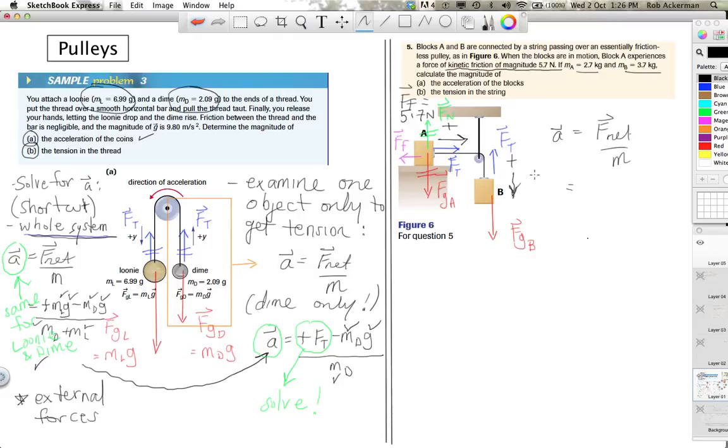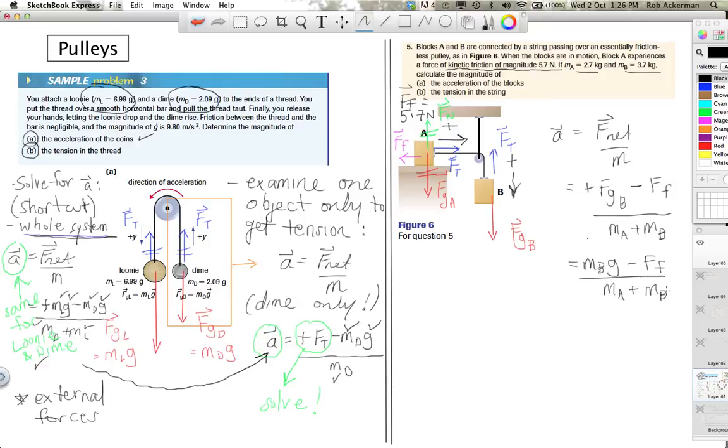So what's F net? The positive direction is down. That's positive Fg for block B. It's negative FF on block A. Divide by the total mass, because we're examining the total system. Force of gravity on B is mass of B times 9.8. The friction force is given. The total mass you can calculate.